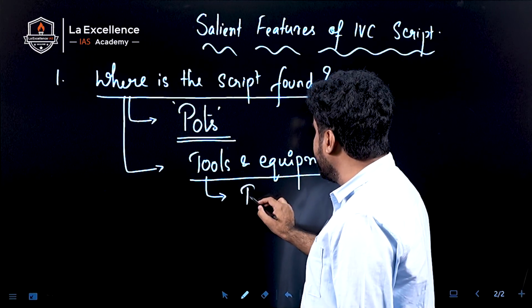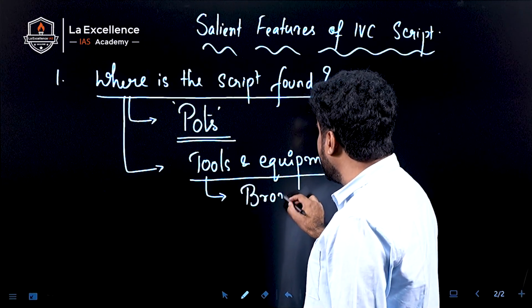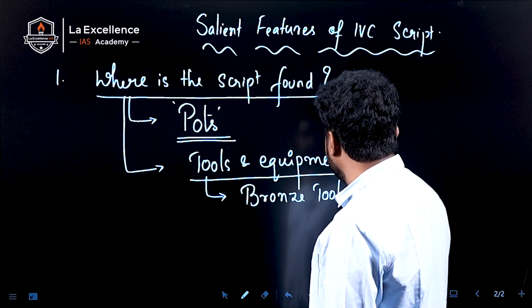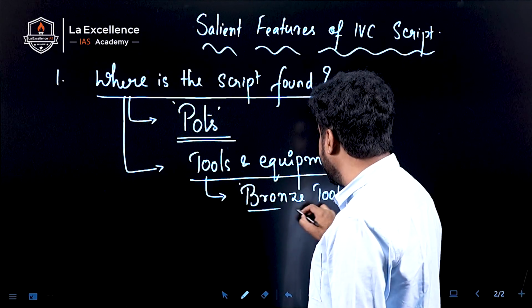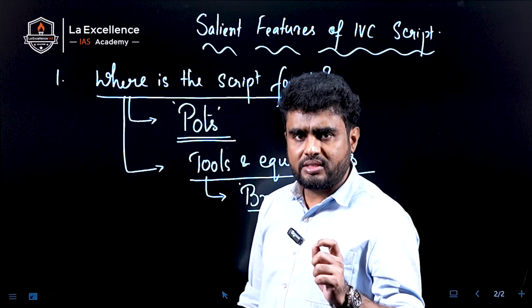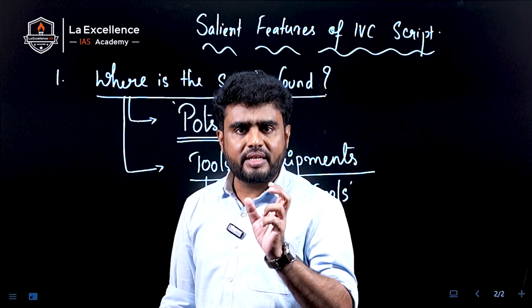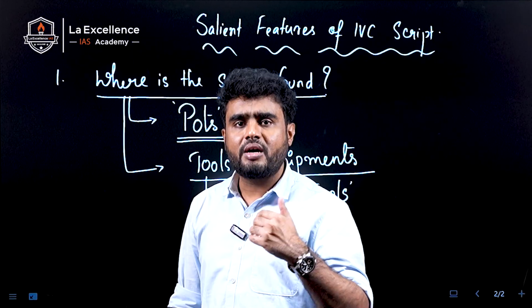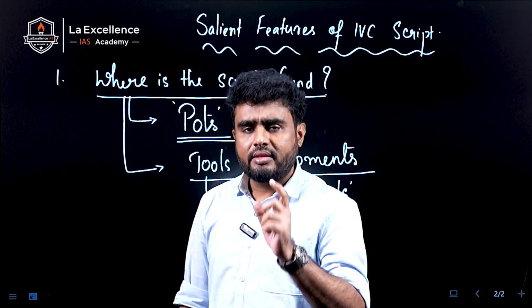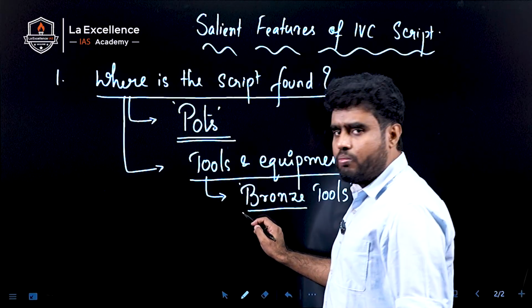One is they have manufactured the bronze tools. So you must all be knowing one fact that Indus Valley Civilization belongs to the Bronze Age. Bronze means copper plus tin. Copper 88% and tin 12% mixed together produces a better, stronger alloy. So when compared to pure copper, that alloy we call the bronze.